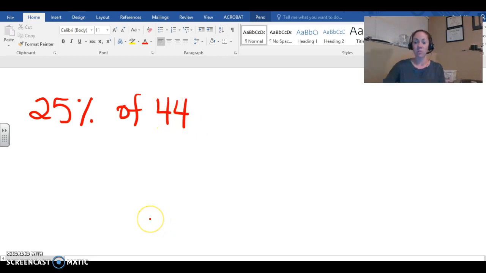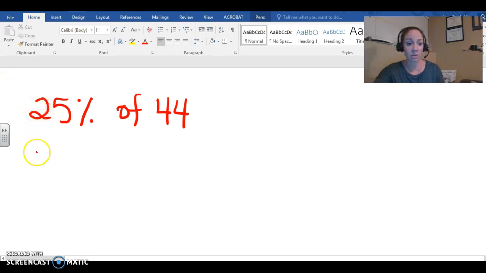So there are several ways that we can solve this, and you guys need to make sure you take notes on all of them. And then once you've done that, you'll be able to decide which method works best for you, and you can use that to answer the problems at the end of the video. So let's start with the multiplication by a fraction method.